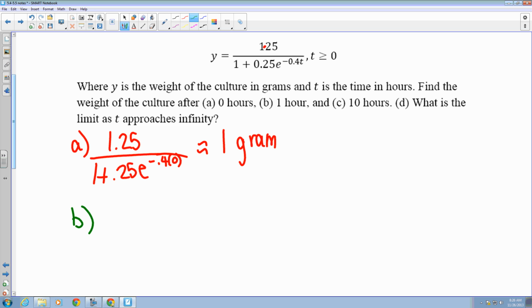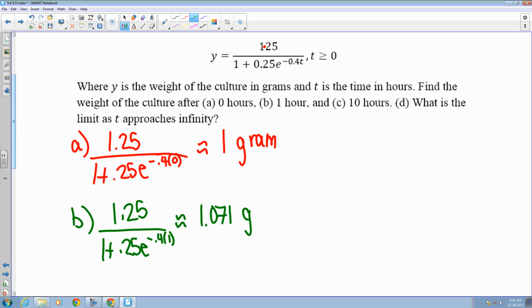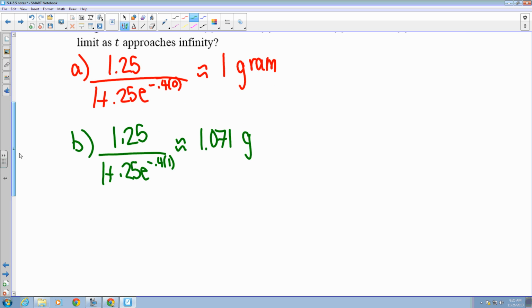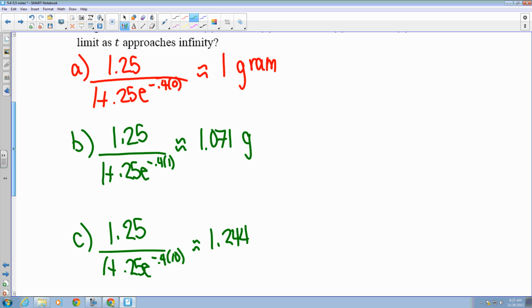B, we're putting in 1 hour for t. We get 1.071 grams. C, we're putting in 10, and we're up to 1.244 grams.